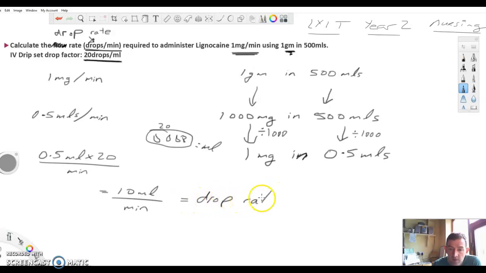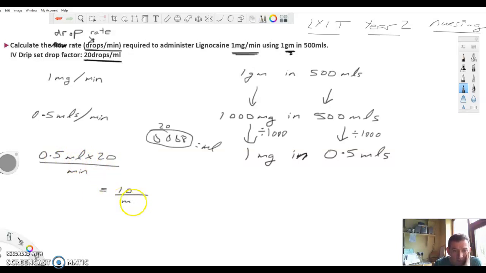We just leave the per minute down there, and we end up with 10 mils per minute. No, sorry, it's not, I'll go back there now, sorry. What did I do wrong? Right, it's 0.5 mils multiplied by 20, and we end up with 10 on top.